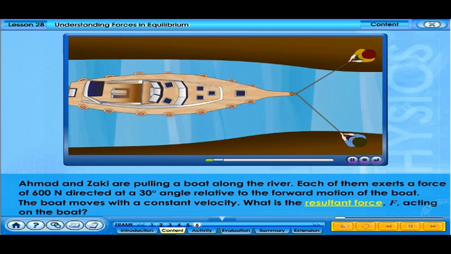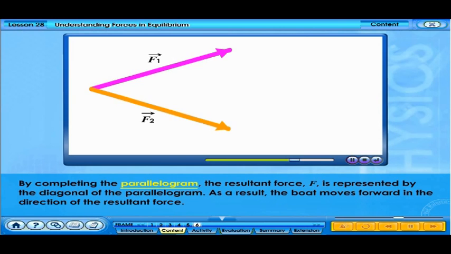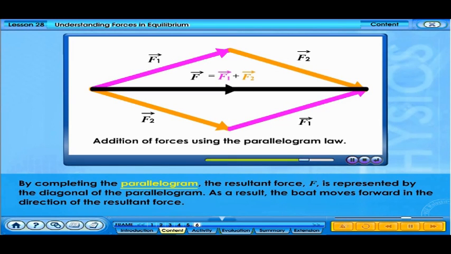Ahmad and Zaki are pulling a boat along the river. Each of them exerts a force of 600 newtons directed at a 30-degree angle relative to the forward motion of the boat. The boat moves with a constant velocity. What is the resultant force acting on the boat? By completing the parallelogram, the resultant force is represented by the diagonal of the parallelogram. As a result, the boat moves forward in the direction of the resultant force.